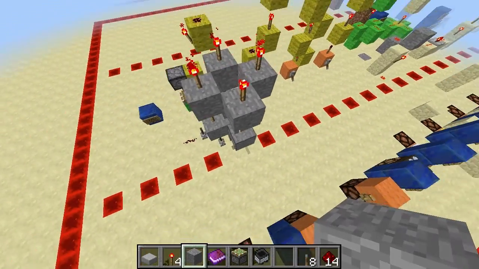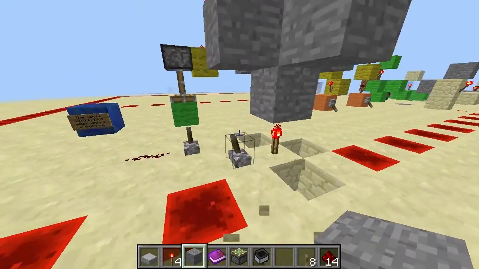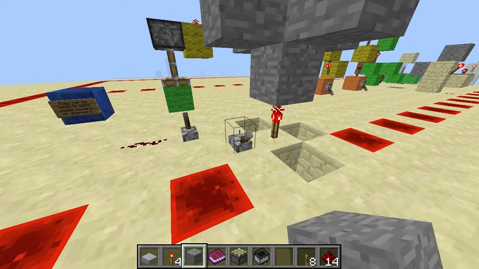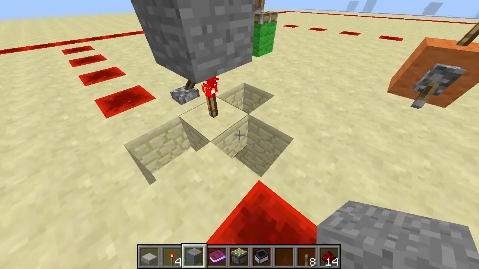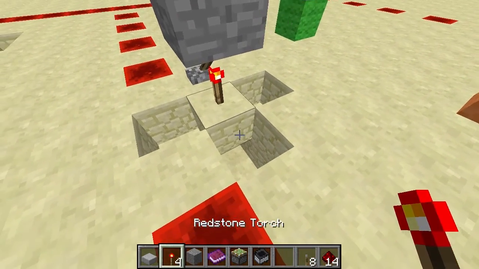Right, so this sort of structure works, doesn't it? Sorry, not there.